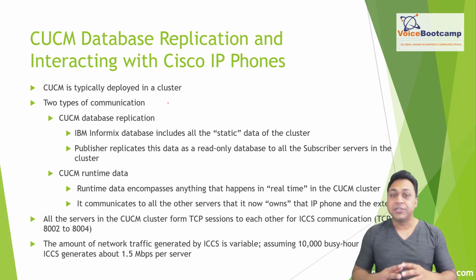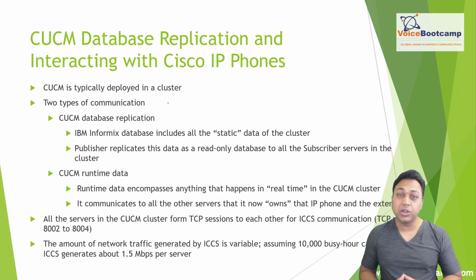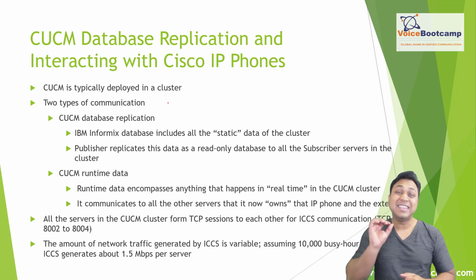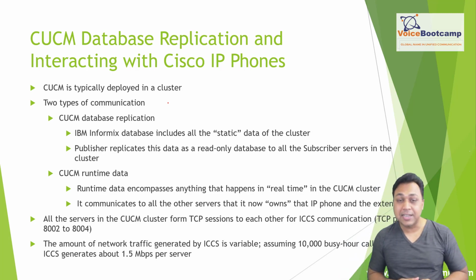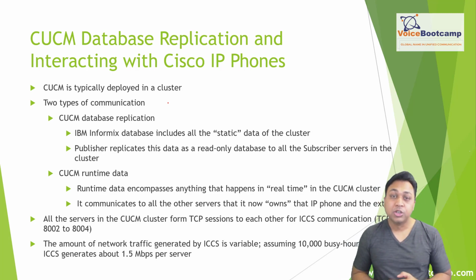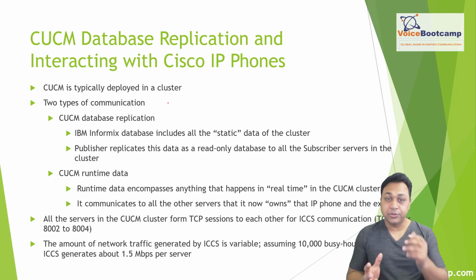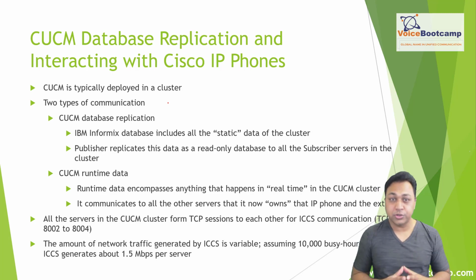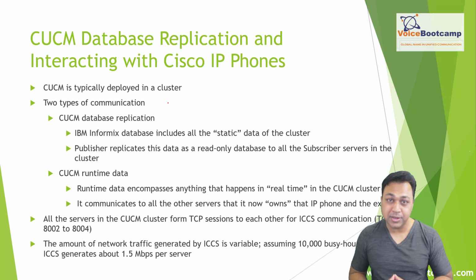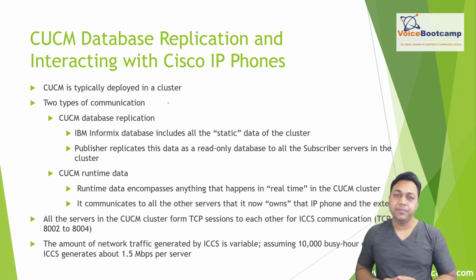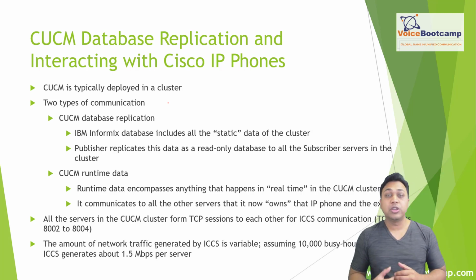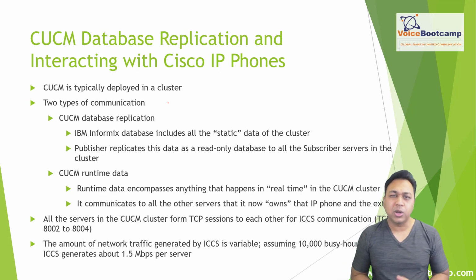But regardless, the cluster can have a total of 1 publisher and 19 subscribers. Now, hold on. Not all 19 can function at the same time. So the total is 1 publisher, 19 subscribers. Therefore, 20 servers maximum in a cluster. But out of those 20 servers, only 8 of them can really do call processing. That means only 8 of them where you can register your phone. So you might be asking, what are the remaining 12 servers doing?